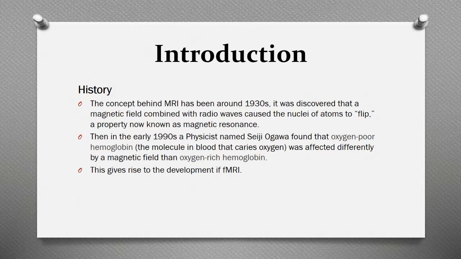Historically, this MRI concept was discovered around the 1930s, and in the 1990s, a physicist named Seiji Ogawa found the relation of this magnetic field and oxygenated blood interactions. And such studies have progressed far, and these days, many researchers are working with it in an advanced manner.